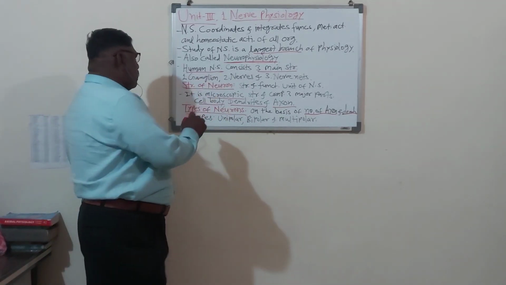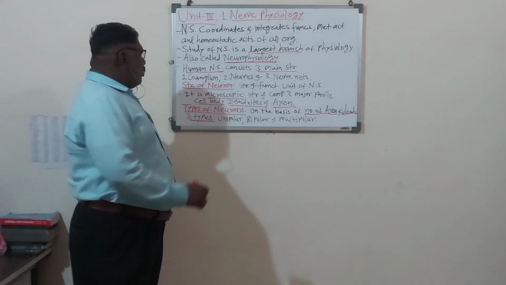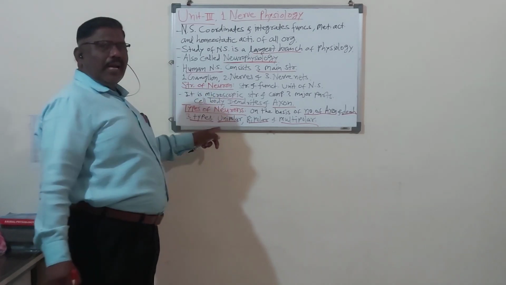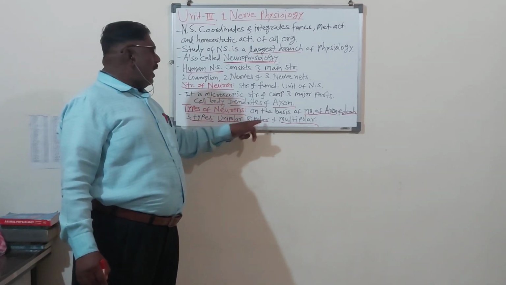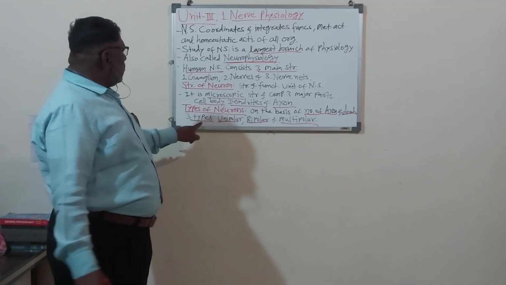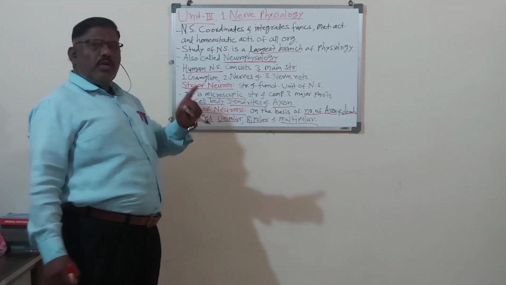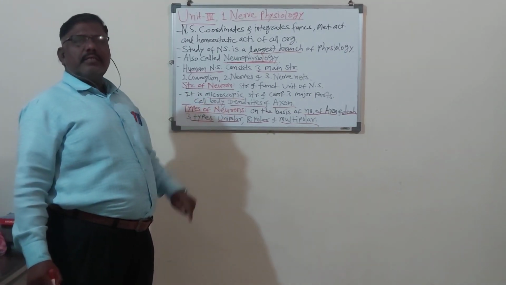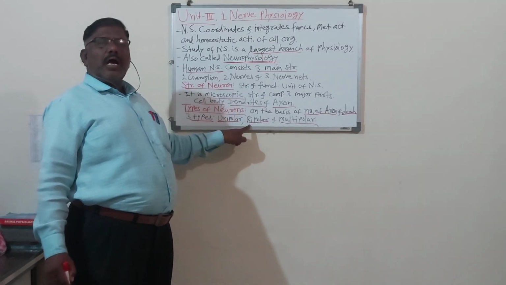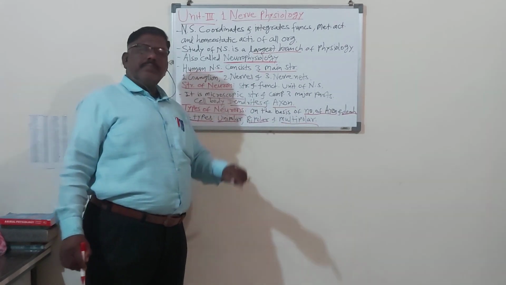So there are three types of neurons. Remember, neurons are of three types. They are unipolar, bipolar, and multipolar. Uni means one, bi means two, and multipolar means many, numerous. So here, unipolar neurons means having only one axon and only one dendrite. Bipolar means having one axon and two dendrites. Multipolar means having one axon and many dendrites.